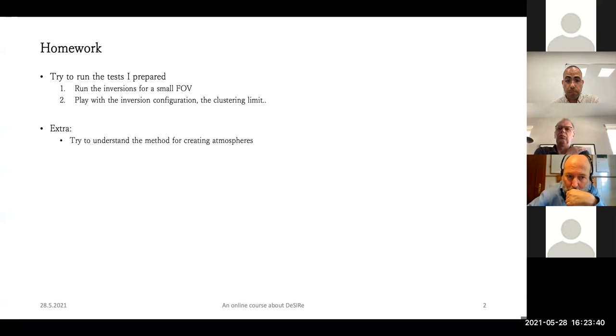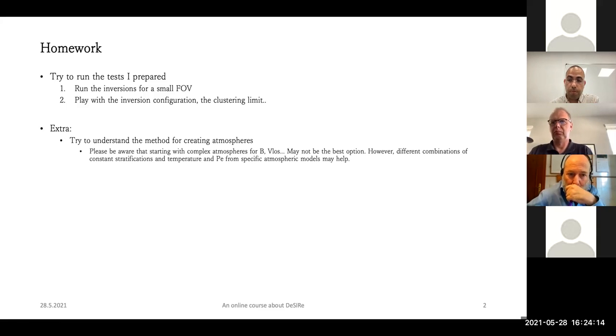Then, as an extra, try to understand how I created these atmospheres, and try to develop your own method. If you say, well, I really want to have as many as possible, then create 100 atmospheres. If you say, no, I think 5 is probably enough, then just create 5 and try to make those 5 as representative as possible of different scenarios. So try to understand what we did and adapt it to your preferences.